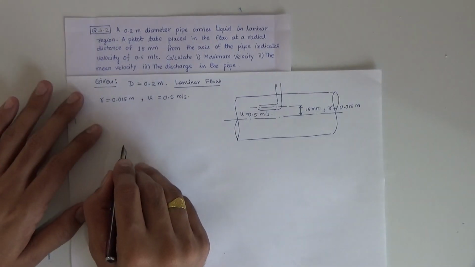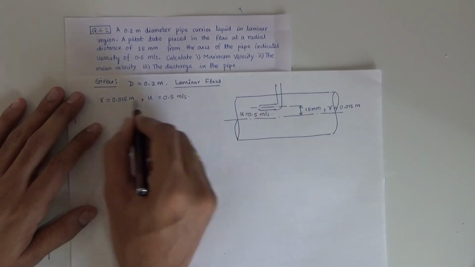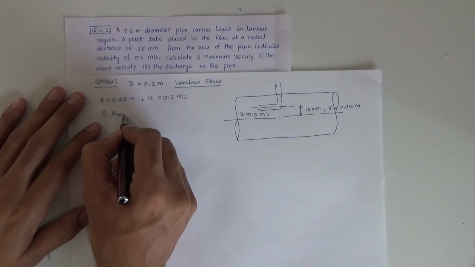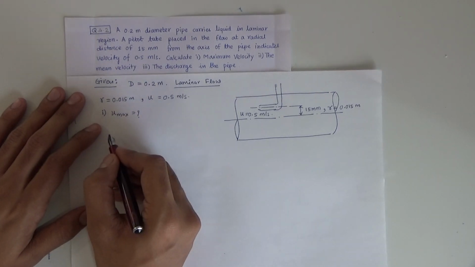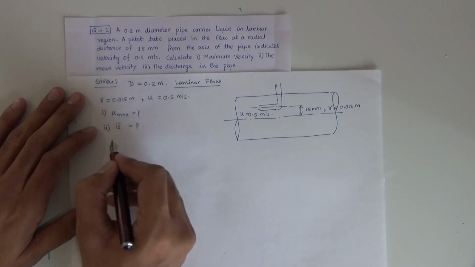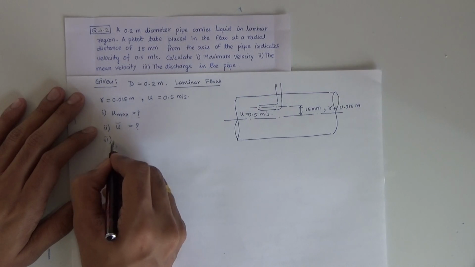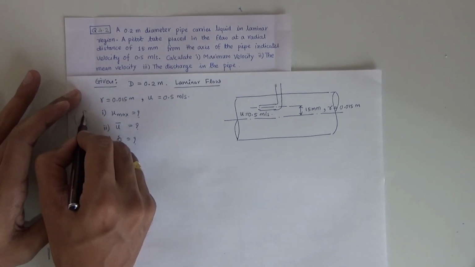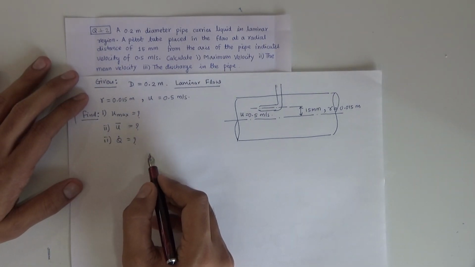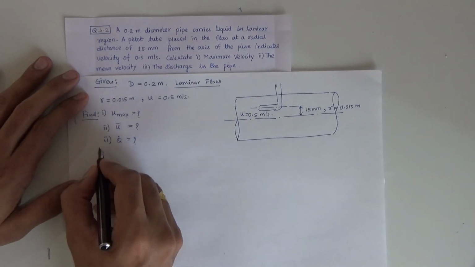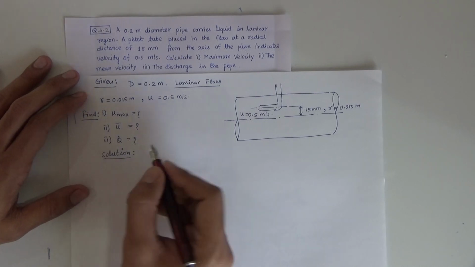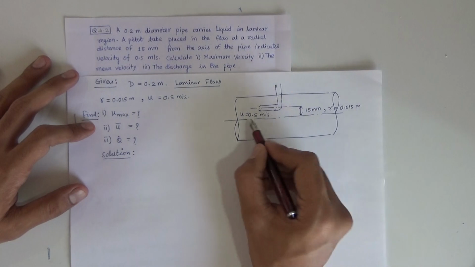Don't bother about it. Now this is the given information, and they are asking us to find out the maximum velocity, and the second one is the mean velocity, u bar, and the third one is the discharge. Find this. So if you observe the problem, you must observe the given data, and with respect to that the formulation has to be selected. So solution, if I start, I can understand that at any location the velocity is given, so r and u are given.